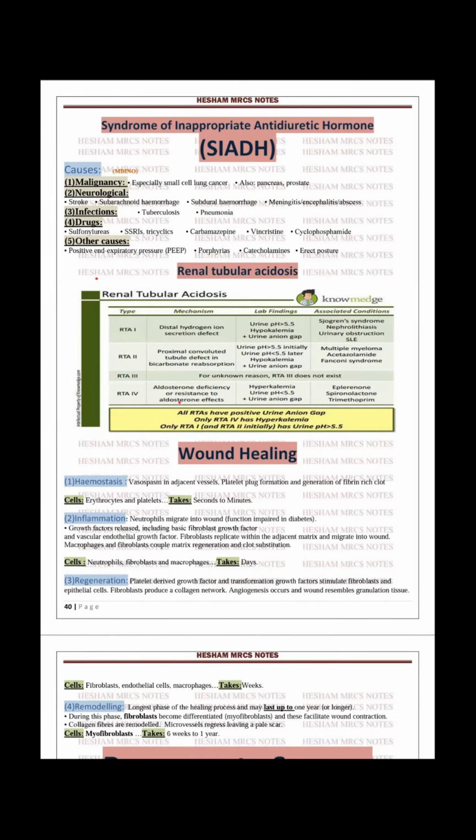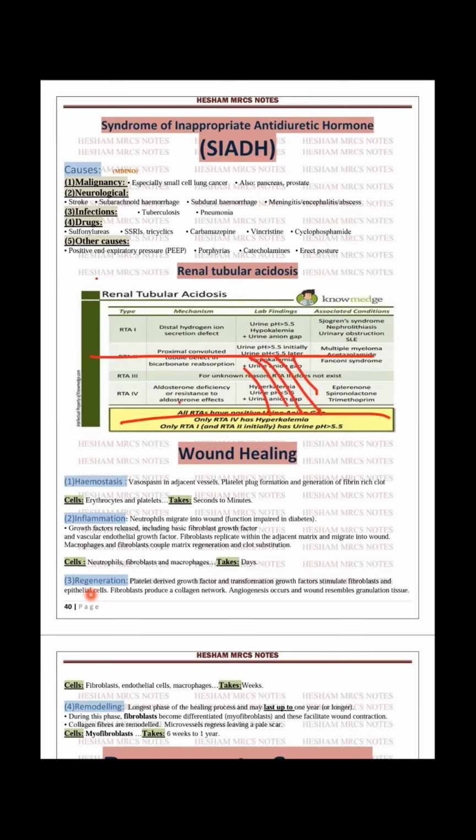Stages of wound healing. We have 4 stages of wound healing. As you know, once you are exposed to any injury to your arm, this is your forearm, what is the first step to occur? We have 4 steps. First one is hemostasis. Second one is inflammatory. Third one is regeneration and reparative. Last one is remodeling.